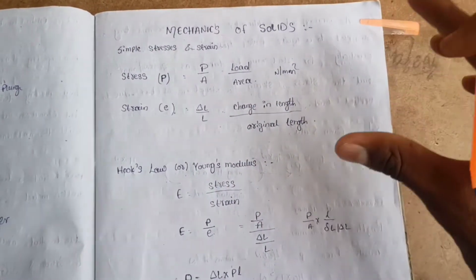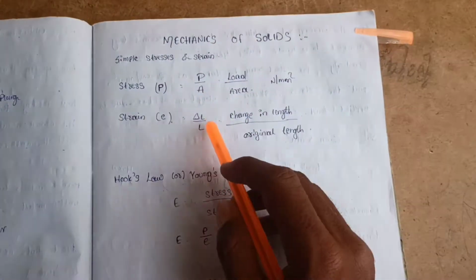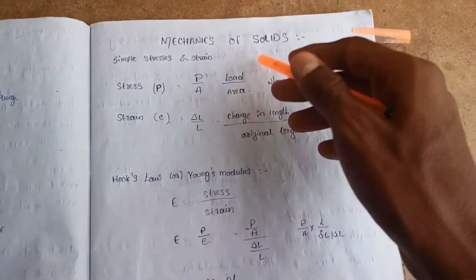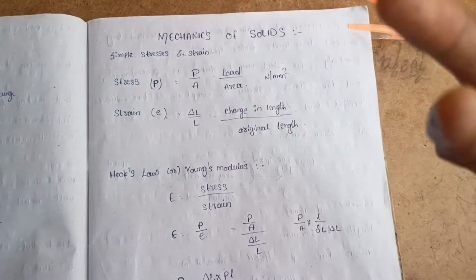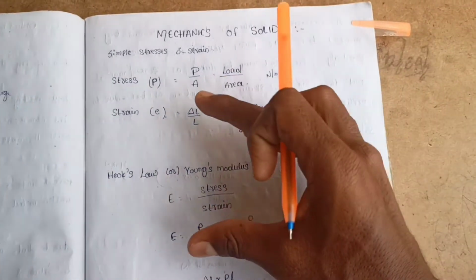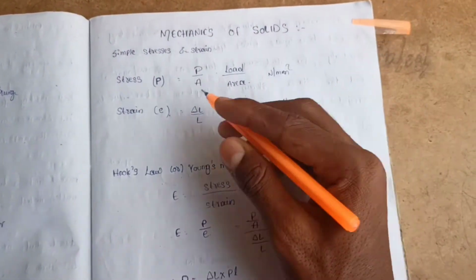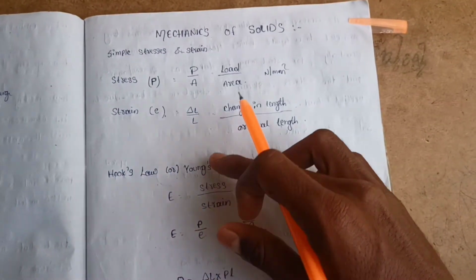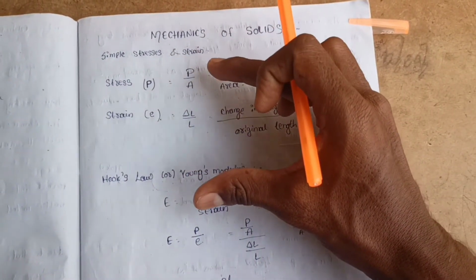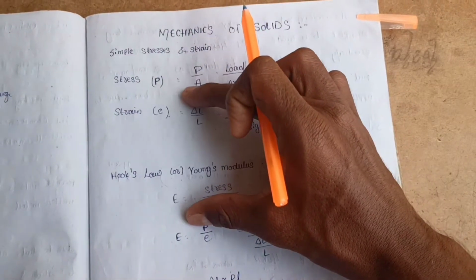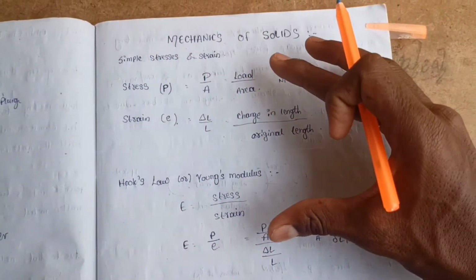First of all, in the first lesson, first topic, simple stresses and strain, we want to write some formulas. These three are very important formulas for solving the first topic: stress, strain, Hooke's law. These are the only important ones. Depending upon these formulas we can solve the different types of problems.